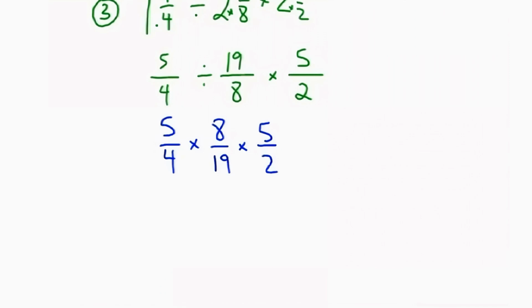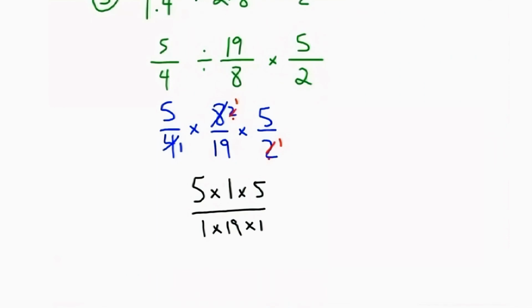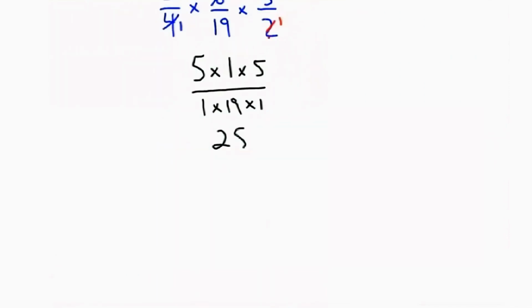Now we invert the middle fraction to multiply, and we should be able to reduce here before we do our multiplication. 4 goes into 4 once, and 4 goes into 8 two times. And now these twos here, 2 goes into 2 once, and 2 goes into 2 once there. So now in our numerator, we have 5 times 1 times 5, and in our denominator, we have 1 times 19 times 1. And so we get 25 over 19.